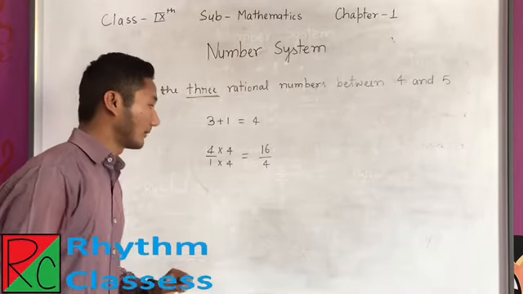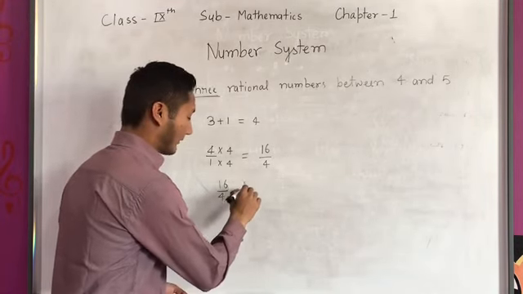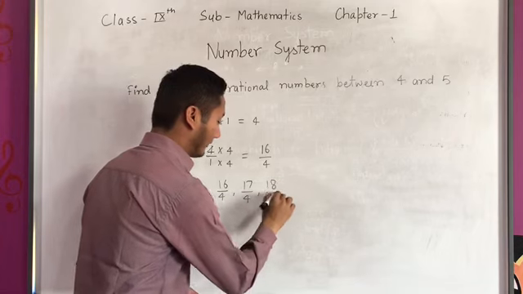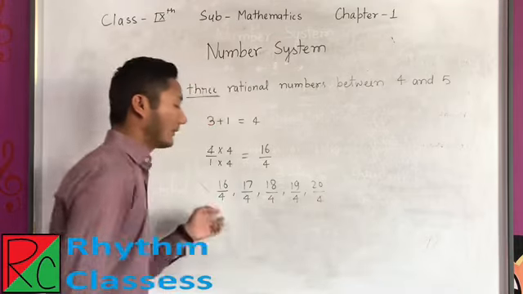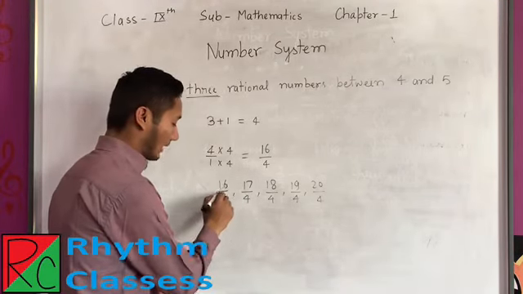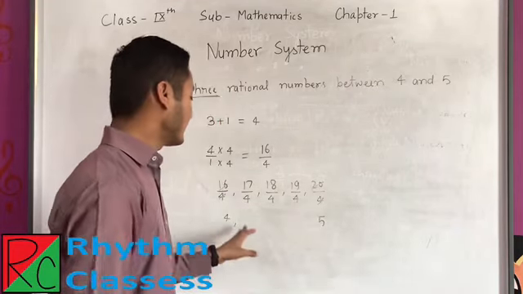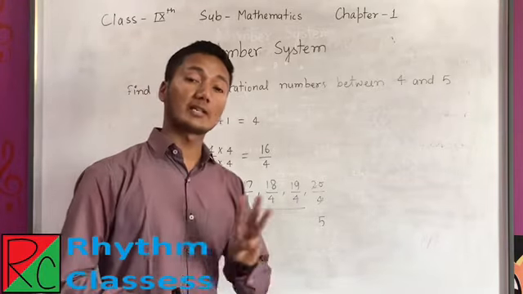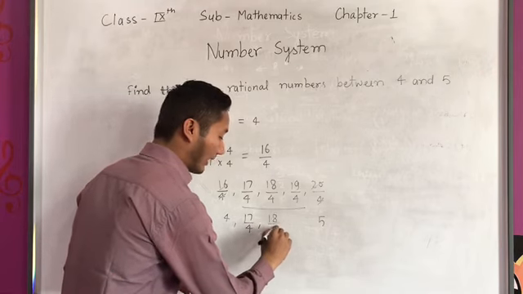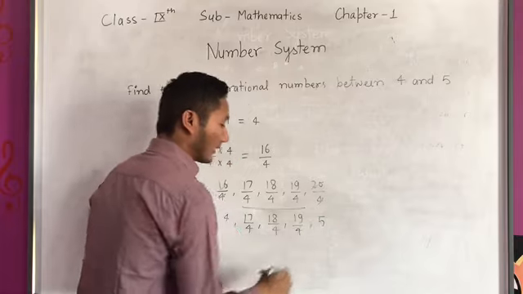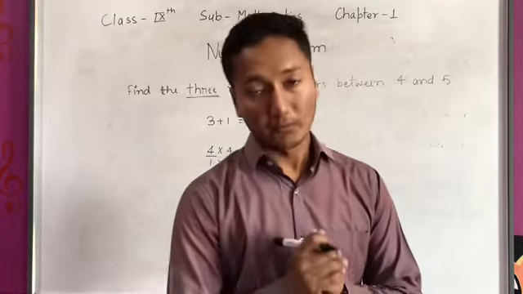Once we get 16 by 4, we can write the numbers 16 by 4, 17 by 4, 18 by 4, 19 by 4, 20 by 4. After solving, the first becomes 4 and the last becomes 5. That means the middle three numbers are the three rational numbers between 4 and 5. Those numbers are 17 by 4, 18 by 4, 19 by 4. So our answer is 17 by 4, 18 by 4 and 19 by 4.